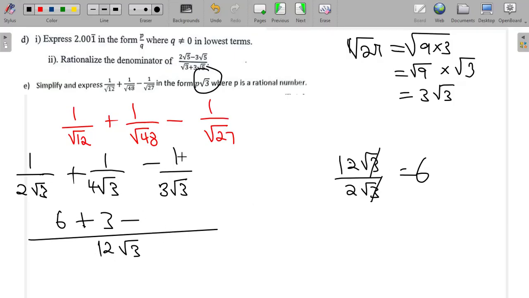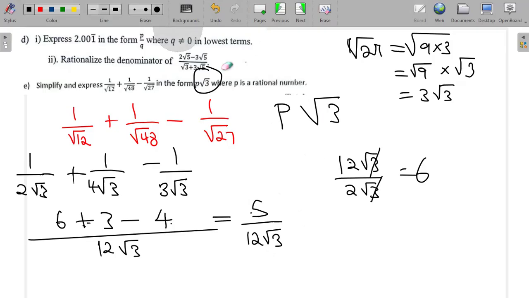So that would be 3 multiplied by 1, I get plus 3. Minus 3 root of 3 into 12 root of 3, I get 4. 4 multiplied by this, I just get 4. So this is 9, because 6 plus 3 is 9, minus 4, that will be 5, over 12 root of 3. But here they said I should express it in the form p root of 3, not with the root of 3 being in the denominator.